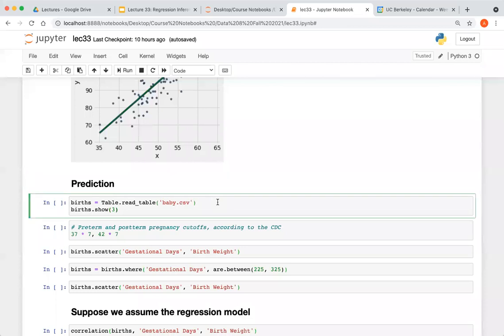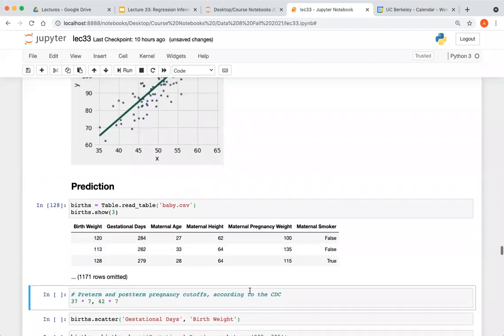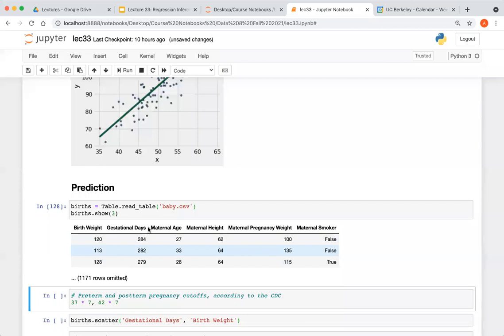Okay, so this is a familiar data set. What we're going to do is use gestational days, which is the number of days the mother is pregnant, to predict birth weight. And, you know, these are widely varying.